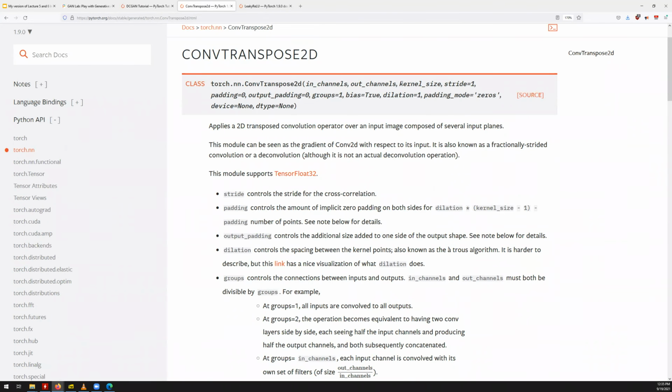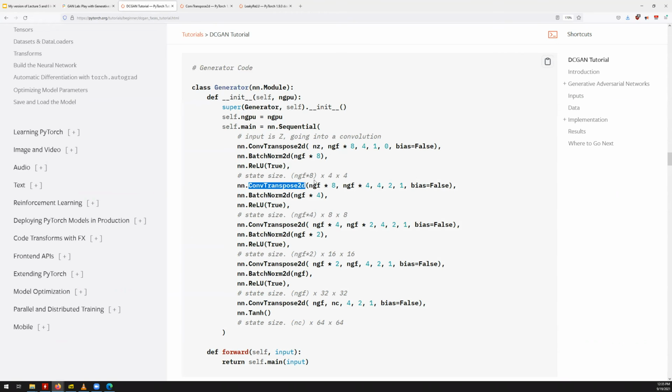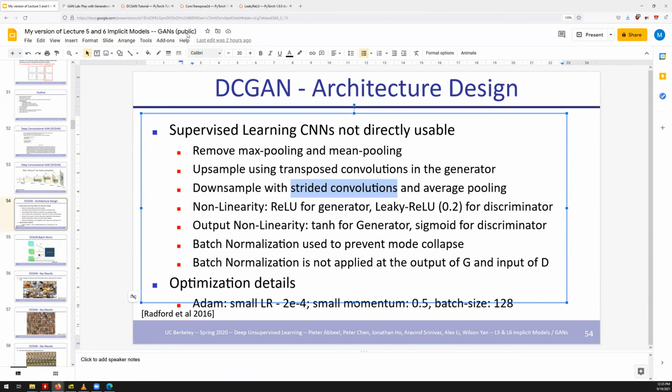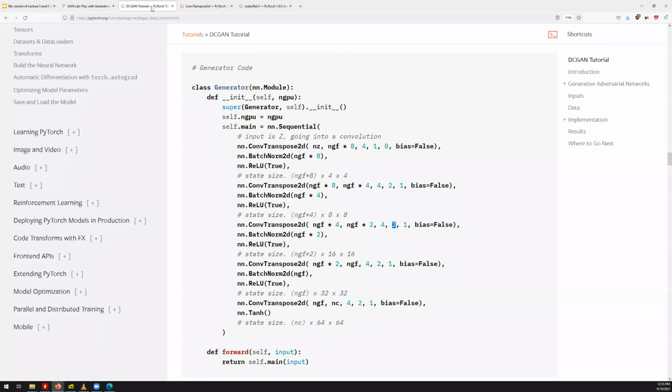It's in channels, out channels, kernel size, stride. So yeah, in channels, out channels, kernel size, and stride. Probably this one is the stride. So the stride is more than one. Okay, and average pooling.